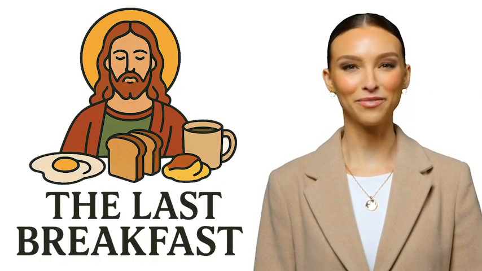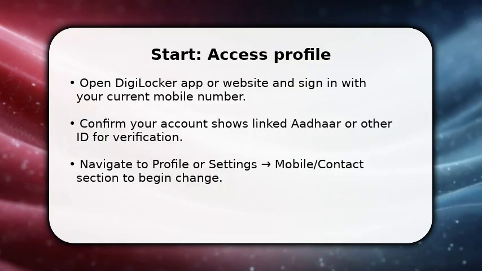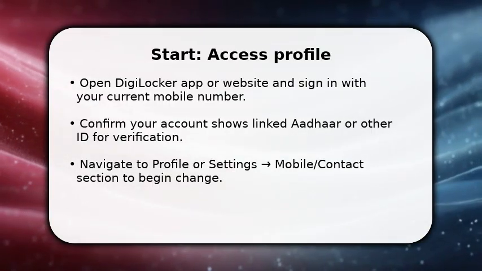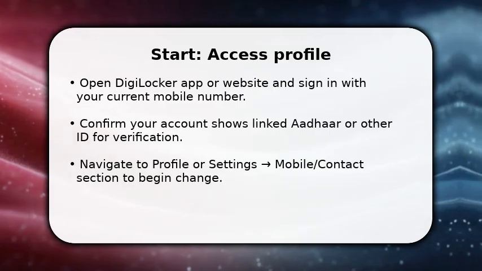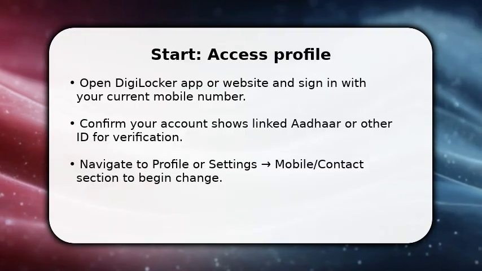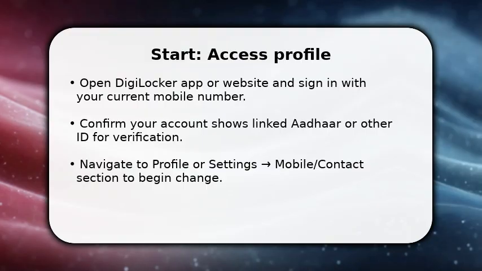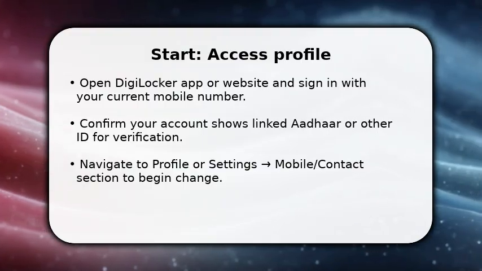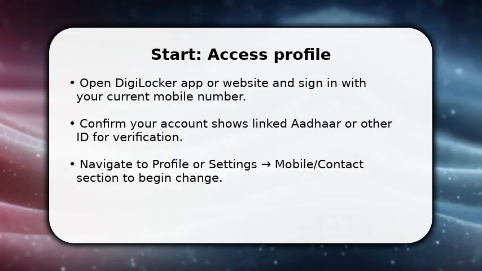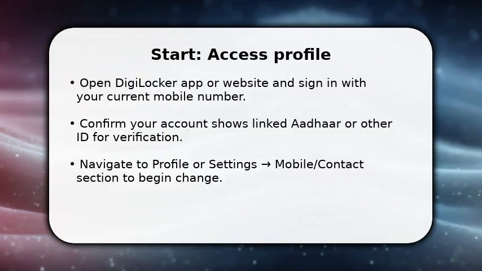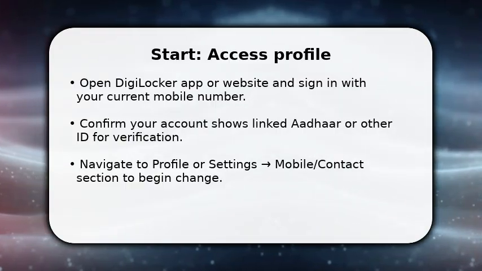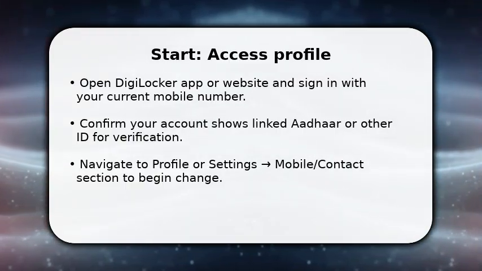Please enjoy the video. You begin by signing in so the system recognizes you. Once done, go directly to Profile or Settings. Make sure your Aadhaar or primary ID is already linked because Digilocker uses that for secure verification. Tap Change Mobile or Update Contact and enter the new number when prompted. You'll be asked how you want to verify, by current registered mobile OTP, Aadhaar OTP, or consent flow, so pick the option shown. This is the first actionable step to initiate the official update.